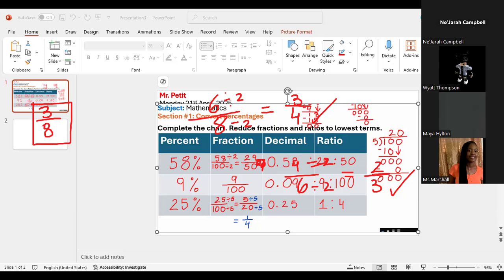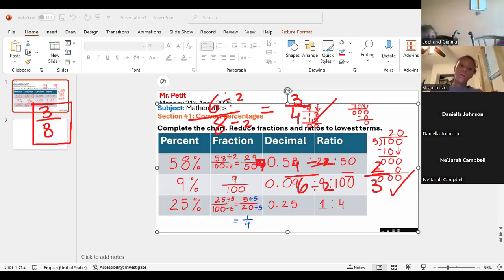So what does that mean? That means it's already in its simplest form. So you just have to write 3 over 8 because it cannot be simplified any further. Does that make sense? Yes, sir. Good. So write 3 over 8. Okay, what's the next question?